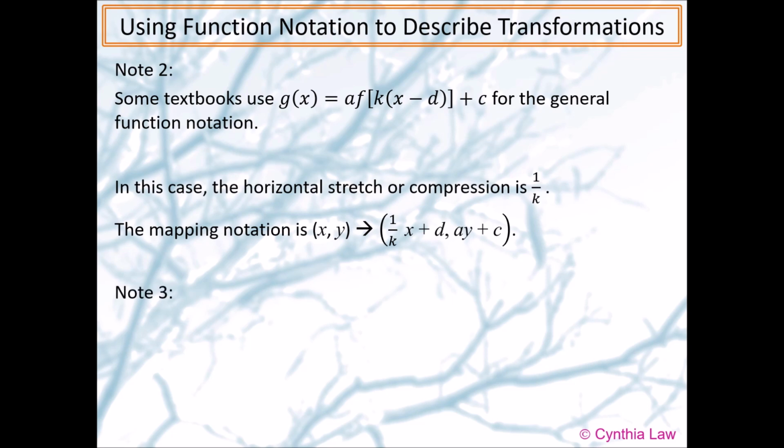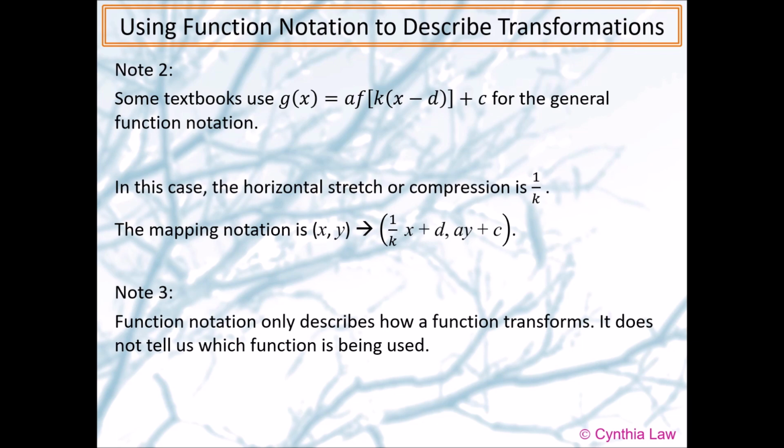Now, third note. Now you need to remember that the function notation only describes how a function transforms. When you read the general function notation, it doesn't tell us which function is actually being used. We don't know if we have a straight line, if we have a curve, or if we have a circle, or if we have something else. We don't know. Okay, so the function notation is very, very general.